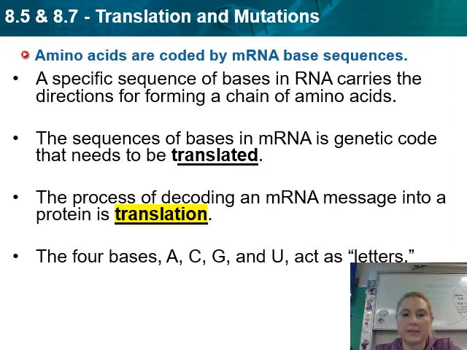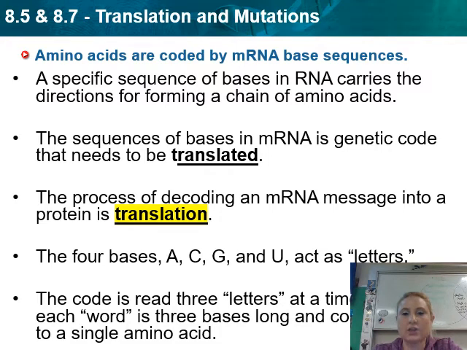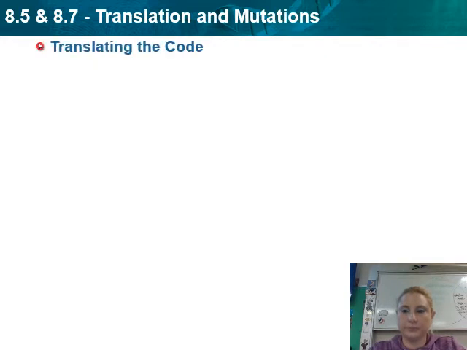Now the four bases in our RNA are different, because we have a U instead of a T in RNA. So the four bases are A, C, G, and U, and act as like letters of our code. Now we read each code 3 letters at a time, so those form our words. So each word is 3 letters long. And then each word corresponds to a single amino acid. And remember, amino acids are the pieces that we need to bring to build our protein.